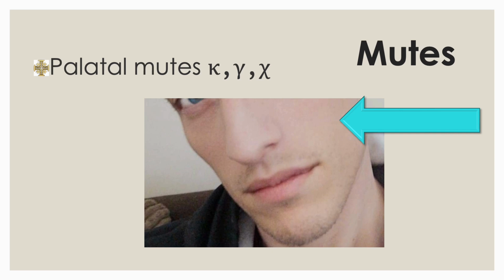Then there are the palatal mutes. These are said from further back, from around the rear to the middle of the mouth, engaging the roof of your mouth or the palate. These are kappa, gamma and chi, giving k, g and k sounds. Again, you will feel that you engage that part of your mouth as you say those words and those letters.